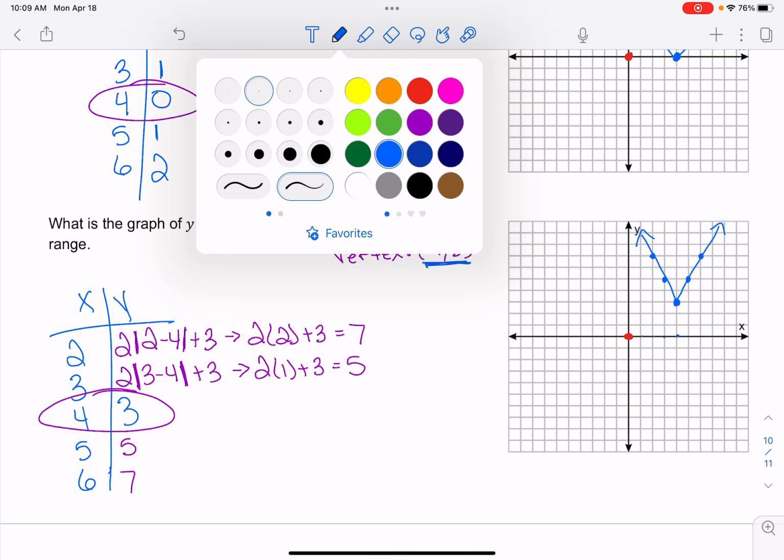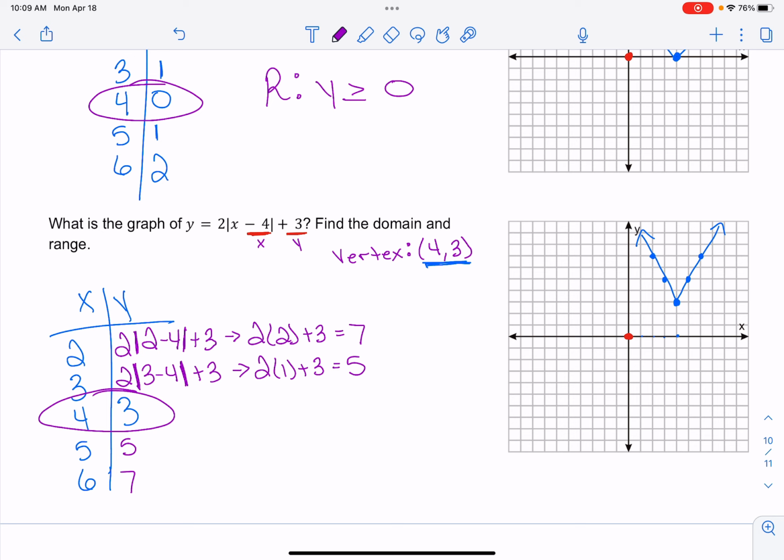All right. And finally, we can state our domain, all real numbers, and our range, y. We open up, so it'll be greater than or equal to, and our vertex, the y value was 3, so our range would be at 3. So y is greater than or equal to 3.